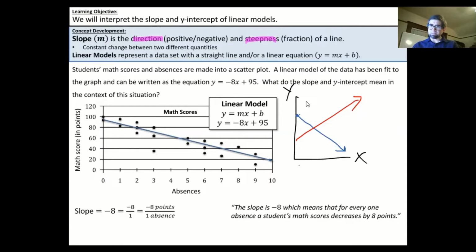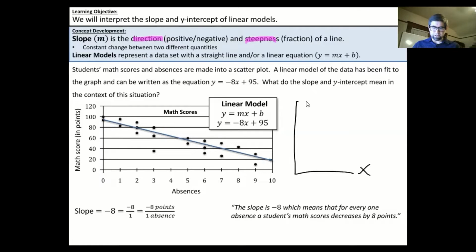Now let's talk about the steepness. The steepness of a line, let's begin again with our XY axis here. The steepness of the line is going to tell me how flat or horizontal a line is, or how vertical or up and down a line is, or where it is in between. And that's why we have a fraction, because it could be anything in between this horizontal or vertical steepness for our line. So let's show some examples of the steepness of a line.